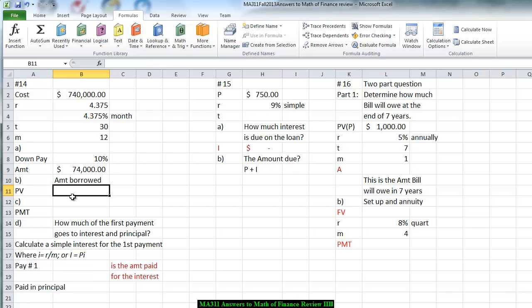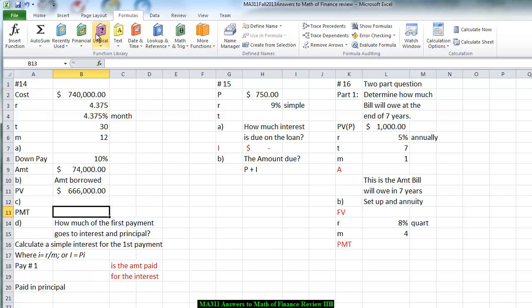Part B says, how much did they borrow? Well, the amount that they borrowed is called the present value, and therefore that is going to be the purchase price or the cost of $740,000 minus the amount of the down payment, and that means that they had to borrow $666,000.